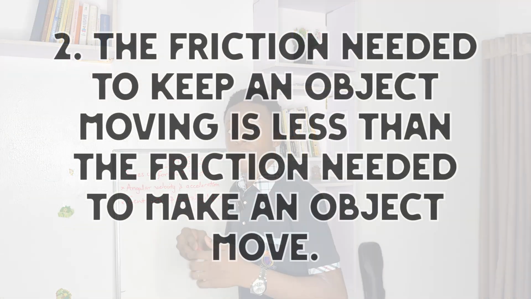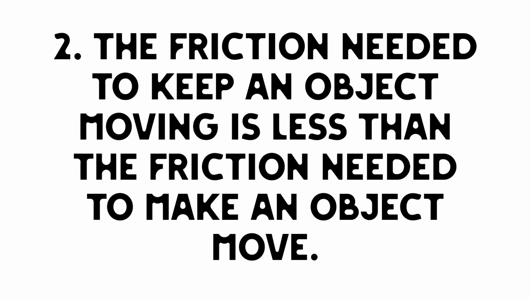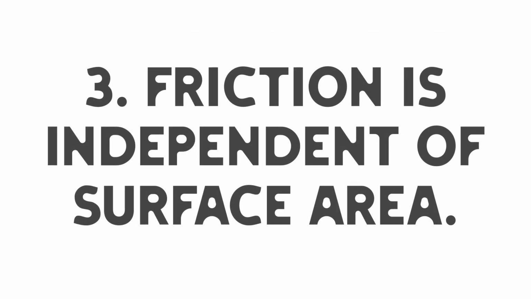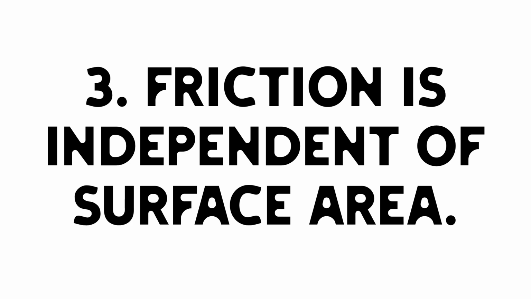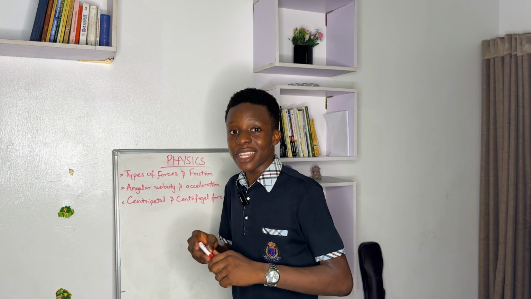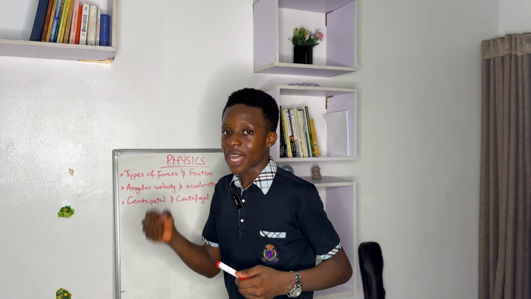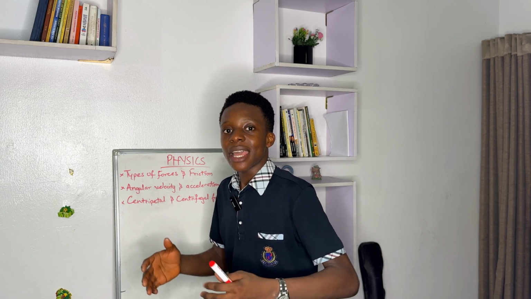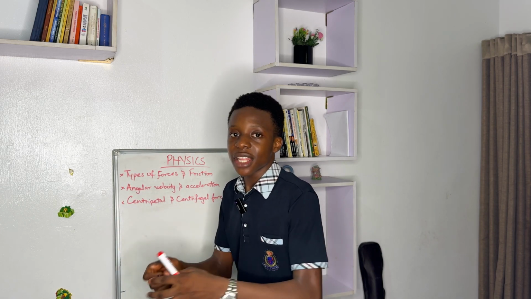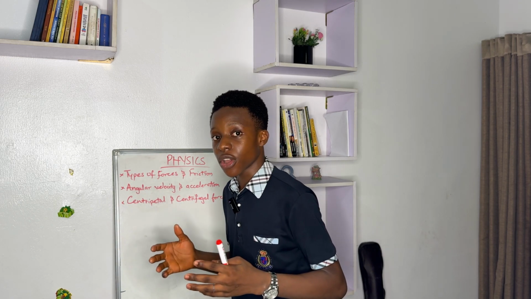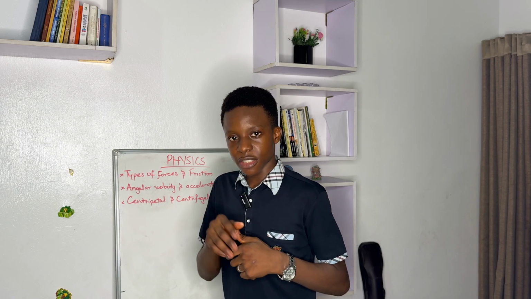Number 3, friction is independent of surface area. It means that friction only depends on the mass of the object, which means that the heavier the object, the more the friction. The lesser the object or the lighter the object, the less the friction.